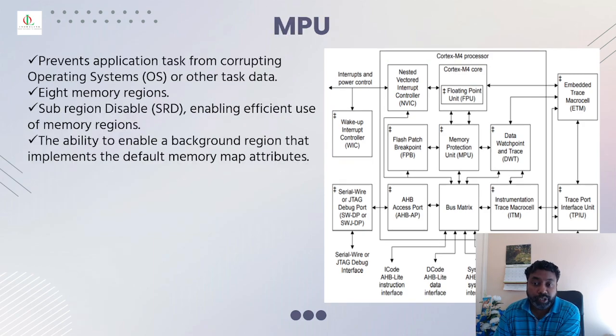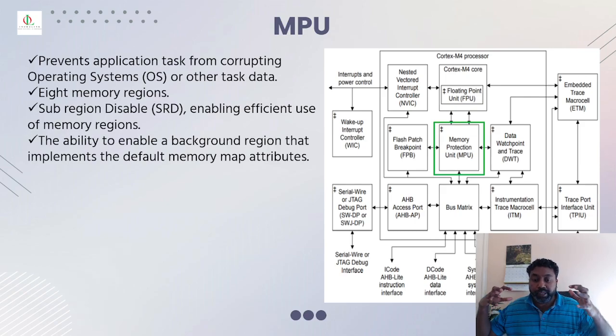Next is the memory protection unit. We're going to see what it is. It prevents any corruption of your data in the processor, and it has 8 memory regions. The sub-region disable enables its regions to make most use of the space. That ability is to enable a background region that implements default memory map attributes, so it can map to any newly added memory location. So the memory protection unit is there to protect the extra memory locations.